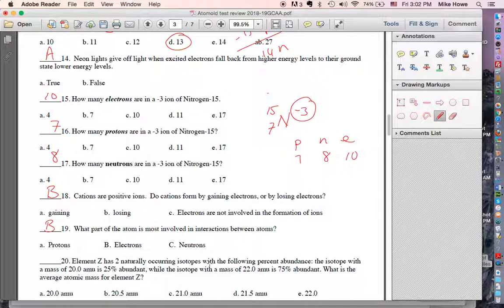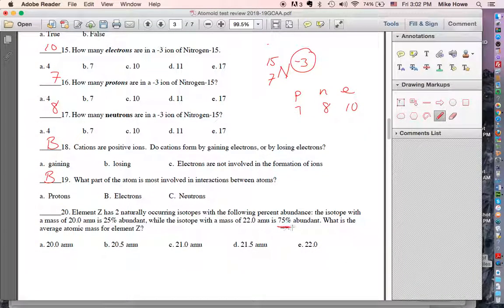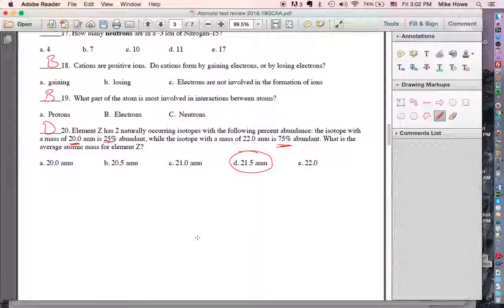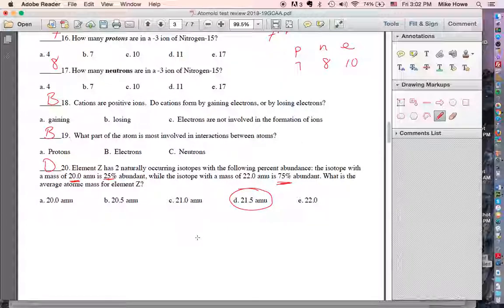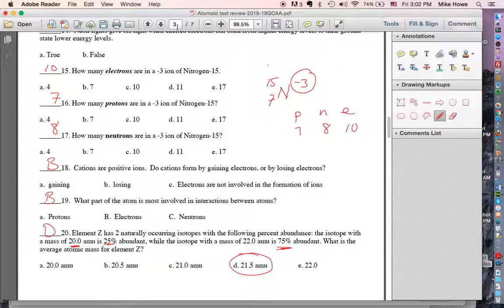And then number 20, element Z has 2 isotopes. Notice the percentages. 75% is 22. Only 25% is 20. Now, if there were even amounts, the average would just be 21. It'd be halfway in between, but they're not even amounts. There's more of this 22 isotope, and there's less of the 20. So would the average weight be closer to 22, or would it be closer to 20? Well, since there's more of the one that weighs 22, the average would have to be closer to the 22. So that'd be D. That's the end of the multiple choice section about atom basics, and we'll get into the electron cloud section in a few moments, or in the next video.